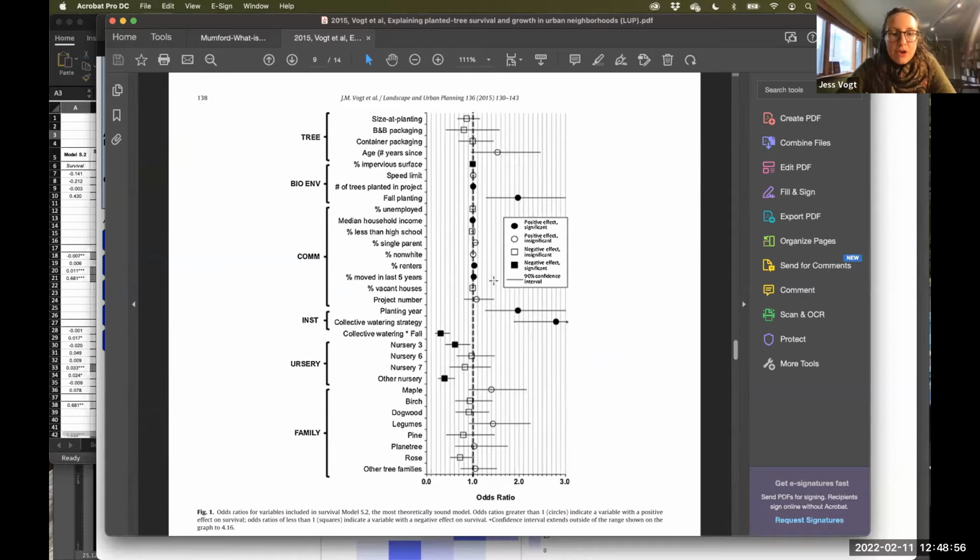So we put together this figure here that shows positive significant effects as these dark filled circles, right? You can see the error bars there do not intersect with the 1. The 1 means no change in the likelihood of survival, and less than 1 means a negative effect. So we put the 90% confidence intervals on here.